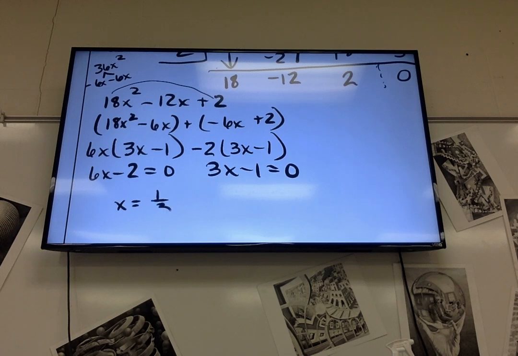And you end up with x being 1/3 twice, which makes sense because when I fixed that graph, we could see it touched it at one spot and then went back up. So it had a multiplicity of 2. You should be good to do this homework. So homework day 28.